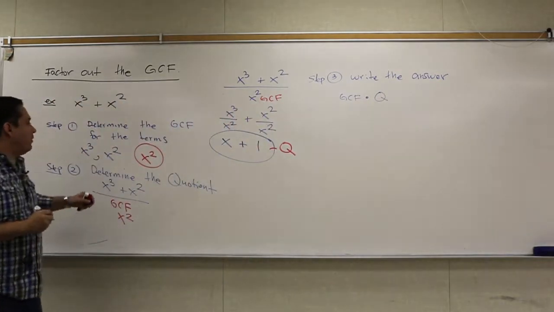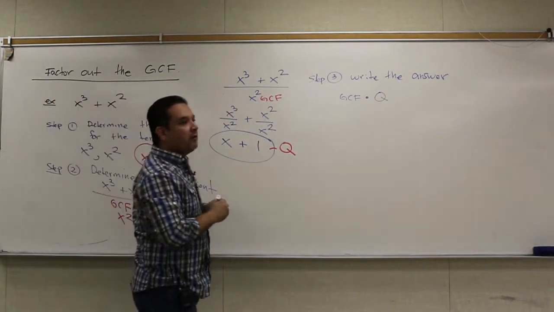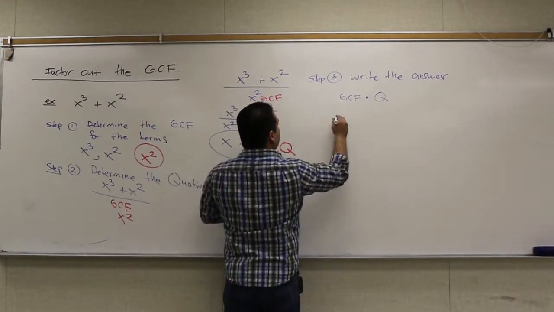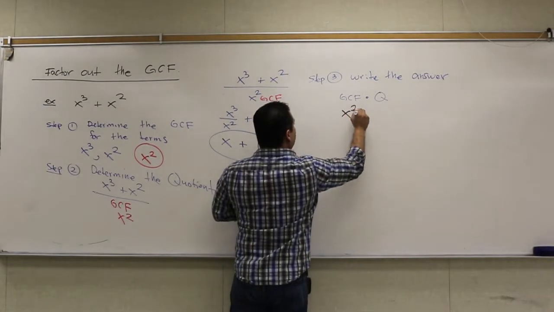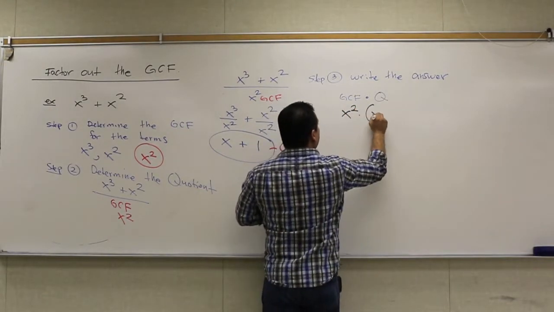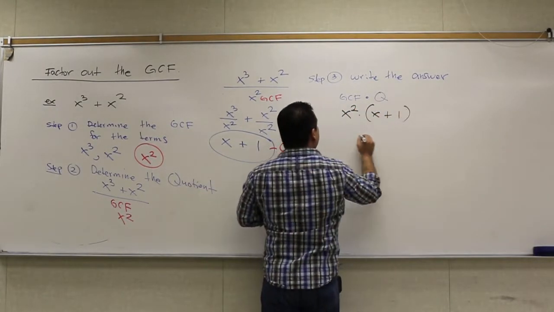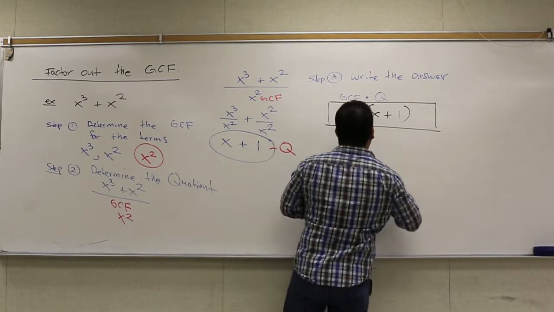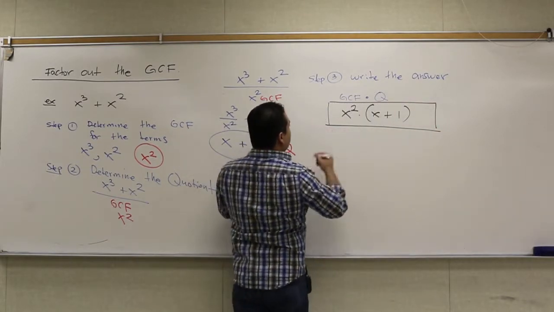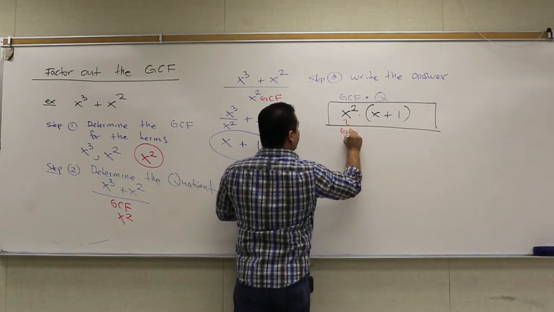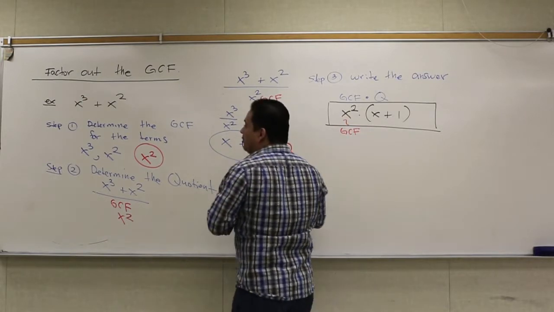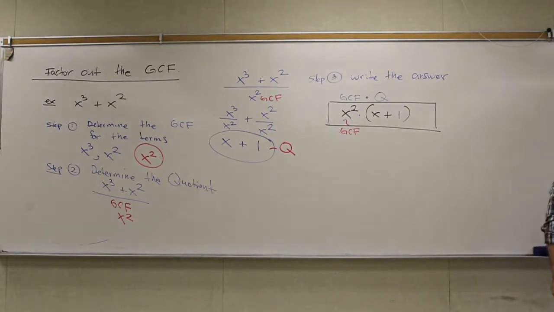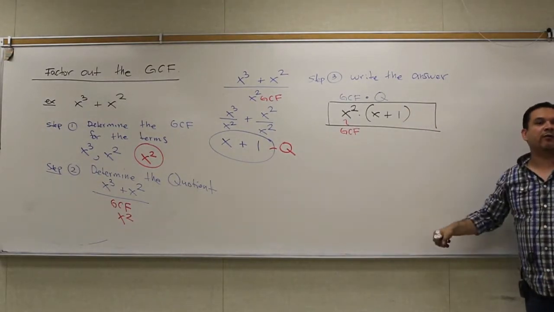So in this problem, what was the greatest common factor? x squared. What was the quotient that you just got? x plus 1. So ladies and gentlemen, you have factored out the greatest common factor. That's your procedure that you use for every one of these factoring problems that are factor greatest common factor.